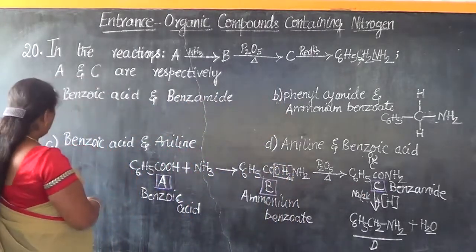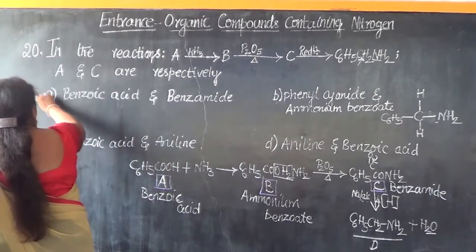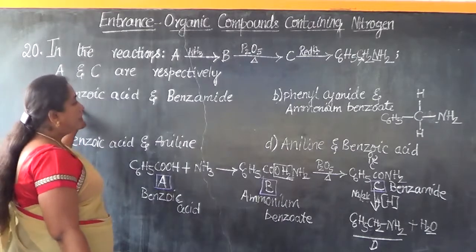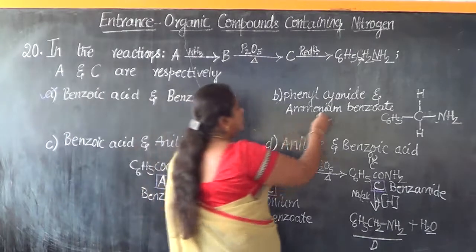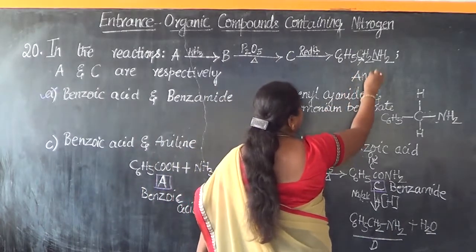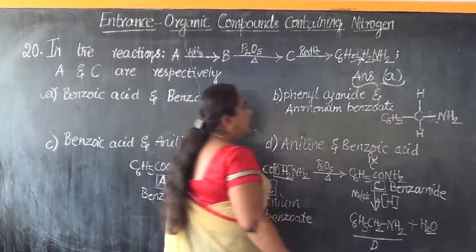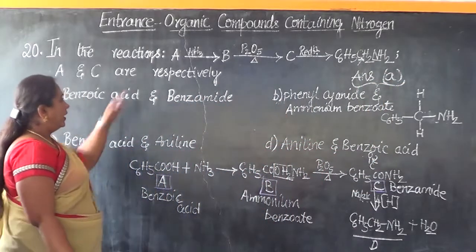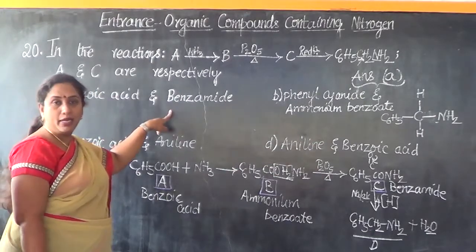So which is the correct option? I think option A. Benzoic acid and benzamide. So what is the answer? Answer is option A for this particular given equation, where A is benzoic acid, C is benzamide.